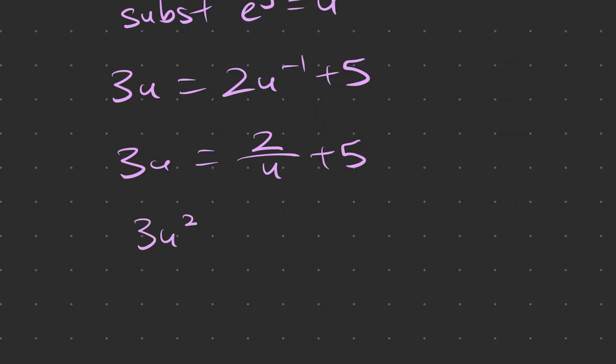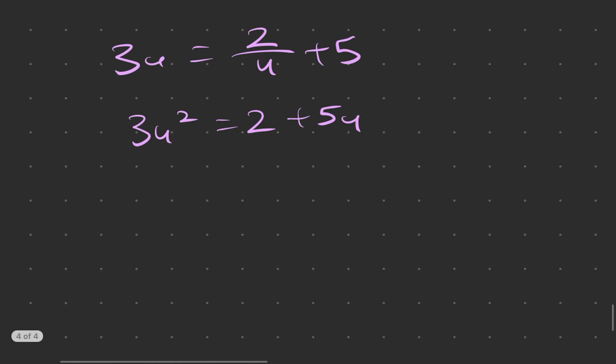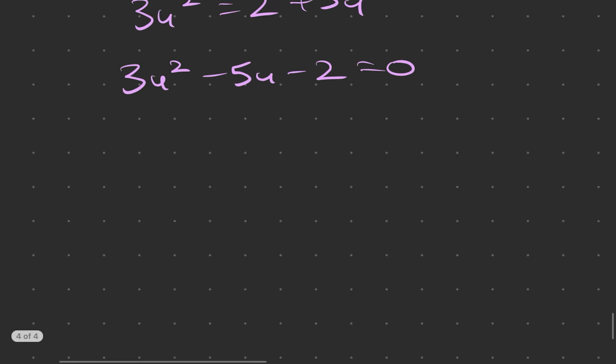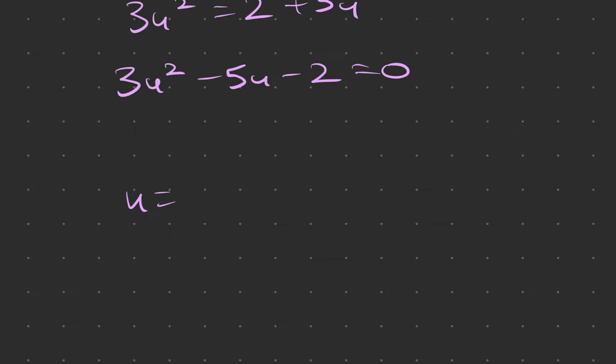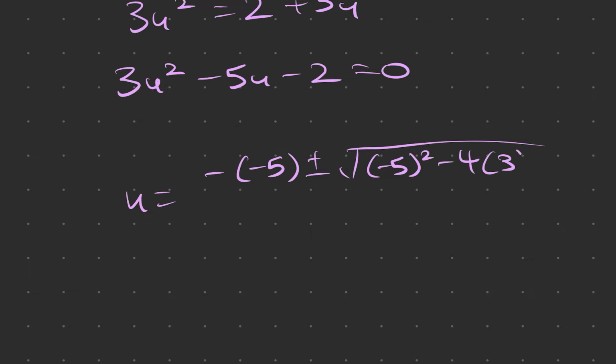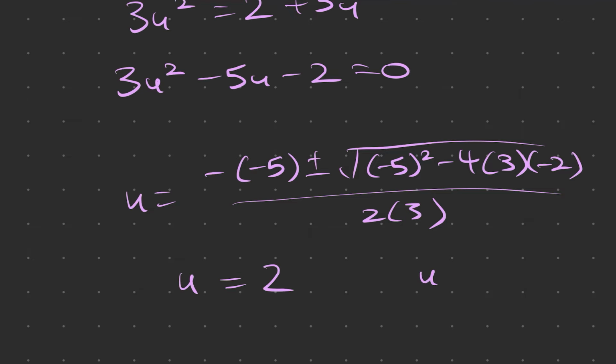So 3u squared equals 2 plus 5u. Then I'm going to bring everything over to the left hand side, so 3u squared minus 5u minus 2 equals 0. And then use the quadratic formula to help me out. So I'm going to write it out. Okay, I'll use my calculator to help me calculate the values. So u can equal 2, and u can equal negative 1/3.